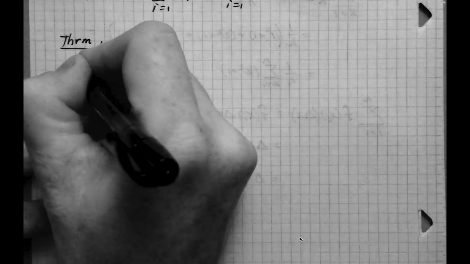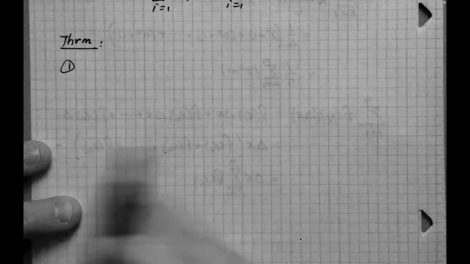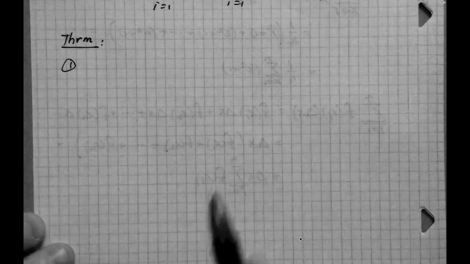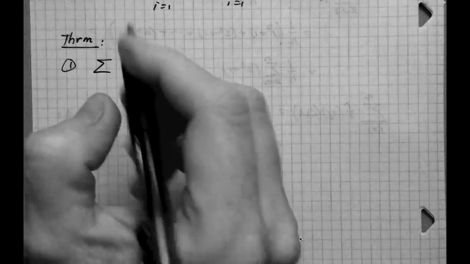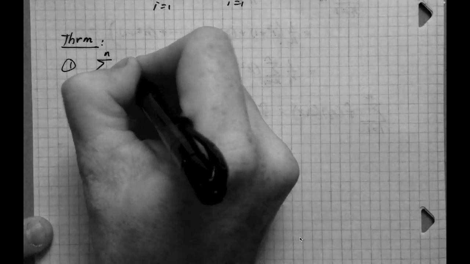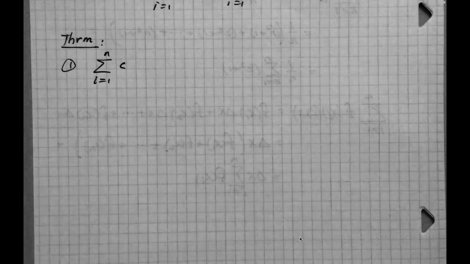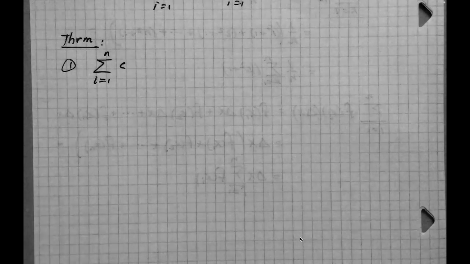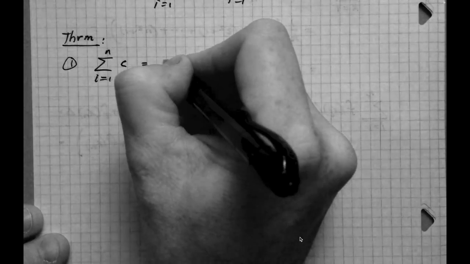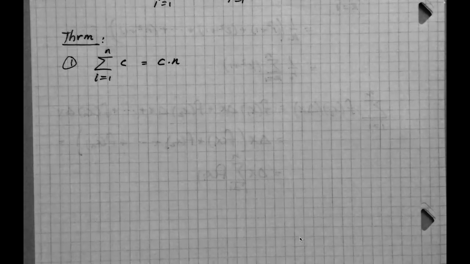Some of them are totally obvious. But this is basically going to be a collection of sums that are very useful and very common. So the first one is the sum of i equals 1 to n of some constant C. Like maybe C is the number 100. If I add 100 to itself n times, what do I get? Well, not surprisingly, you get whatever C is times n. So C times n.